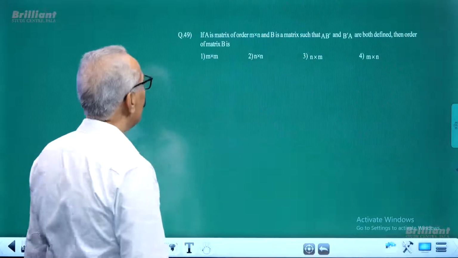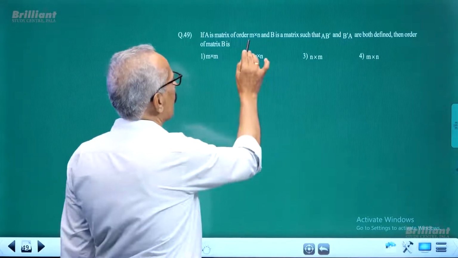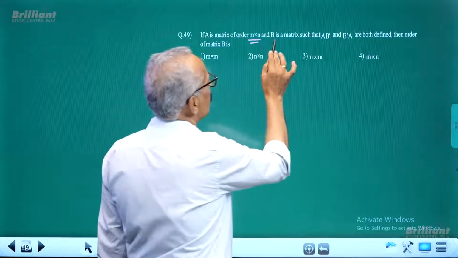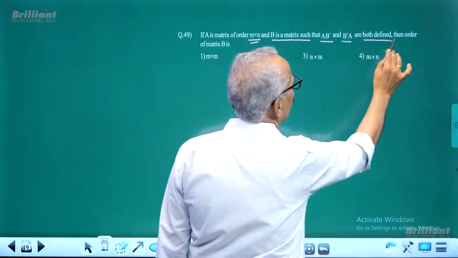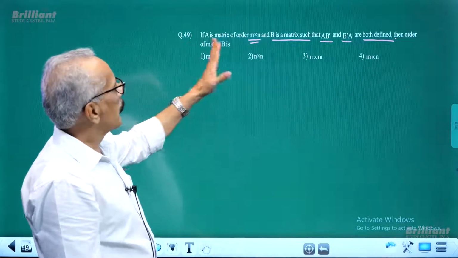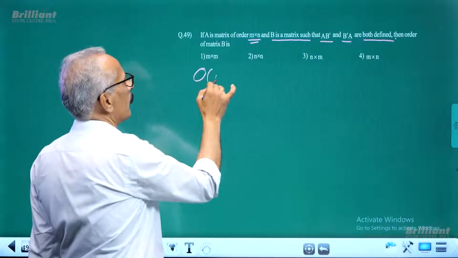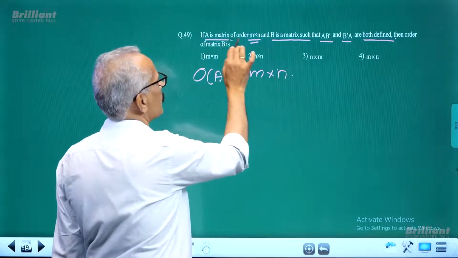Okay, on to the next question. A is a matrix of order m by n. B is a matrix such that AB dash and B dash are both defined. Then the order of B. A is a matrix of order, hence order of A is m by n.